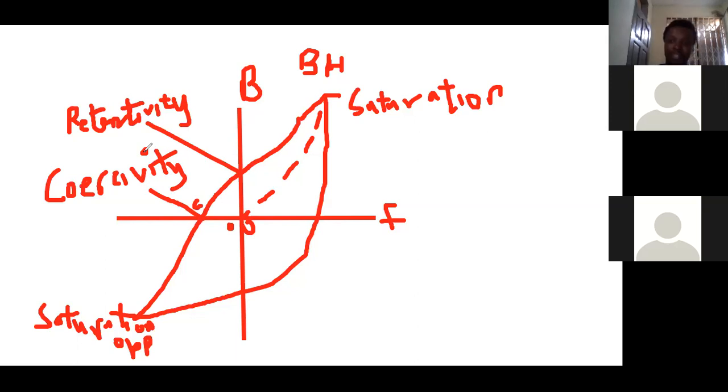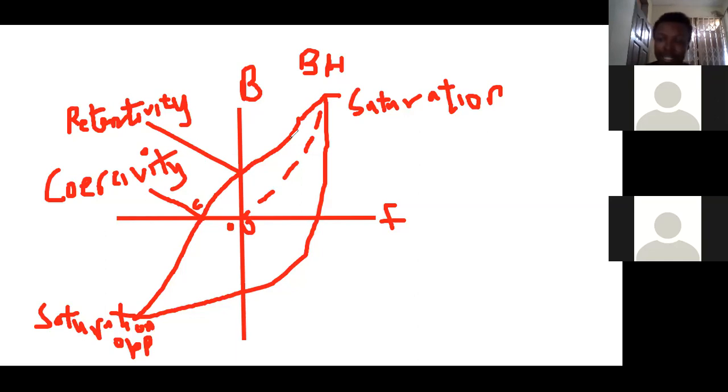So that is basically about hysteresis. I've explained everything you need to know about hysteresis: the saturation point, the retentivity, the coercivity of the material, and the saturation at the opposite point. The residual magnetism is the retained magnetism here. Residual magnetism is the retained magnetism. I've already told you.